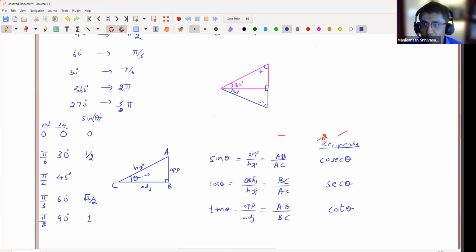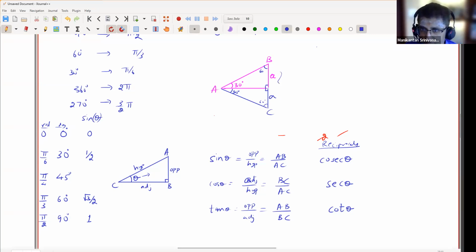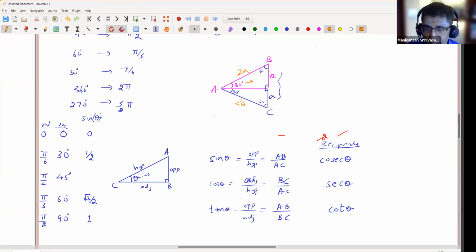Let's say in the original triangle, the side length was small a, and because of symmetry, this was also small a. Now this whole big triangle, A, B, C, is an equilateral triangle. Therefore, if the side length is 2a here, it has to be 2a everywhere. Now we can focus on the small triangle: the opposite is a, the hypotenuse is 2a, so sine 30 is a upon 2a, which is how you get sine 30 is half.